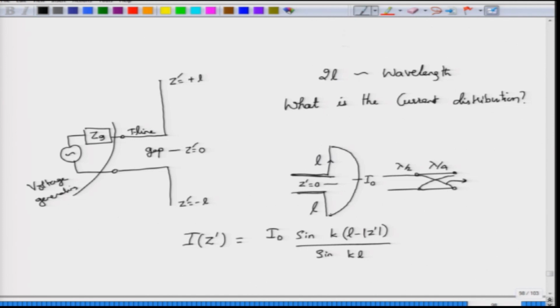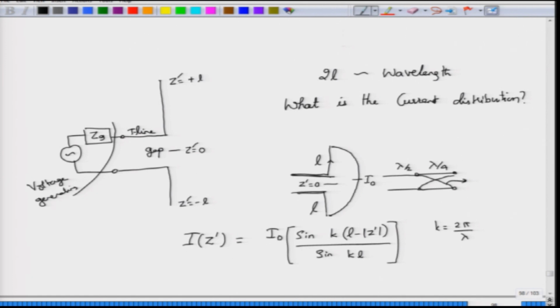Of course, k is in this particular case 2 pi by lambda, and the actual result will depend on the L and lambda ratio as well. I should probably have considered this to be a lambda by 2 antenna. That is why I have put this cosinusoidal or sinusoidal distribution, and this is the distribution that we are going to assume. So, at z prime equal to 0, you have an antenna current of I 0, which then goes to 0 at the 2 edges.